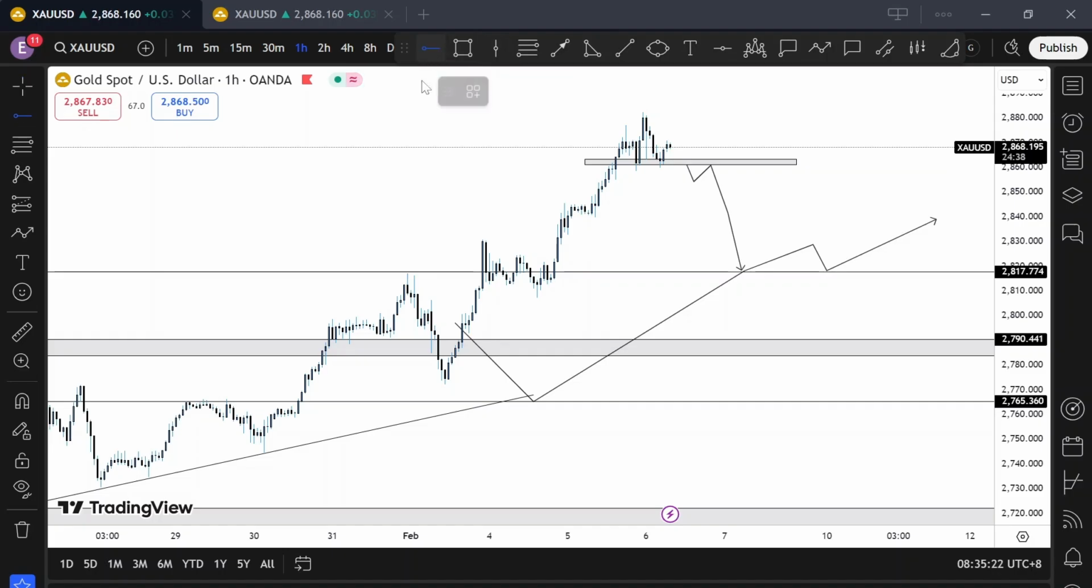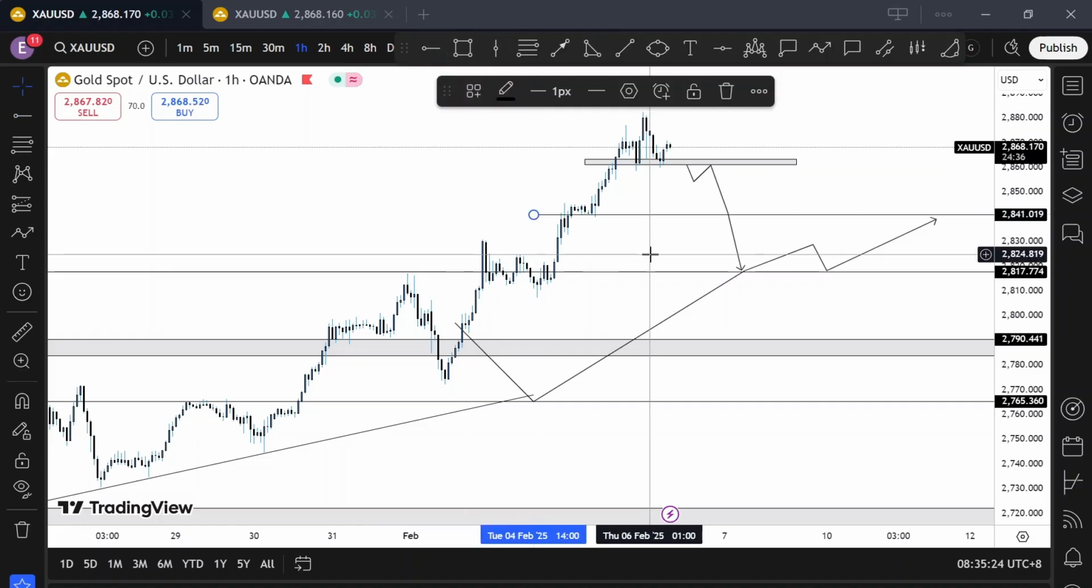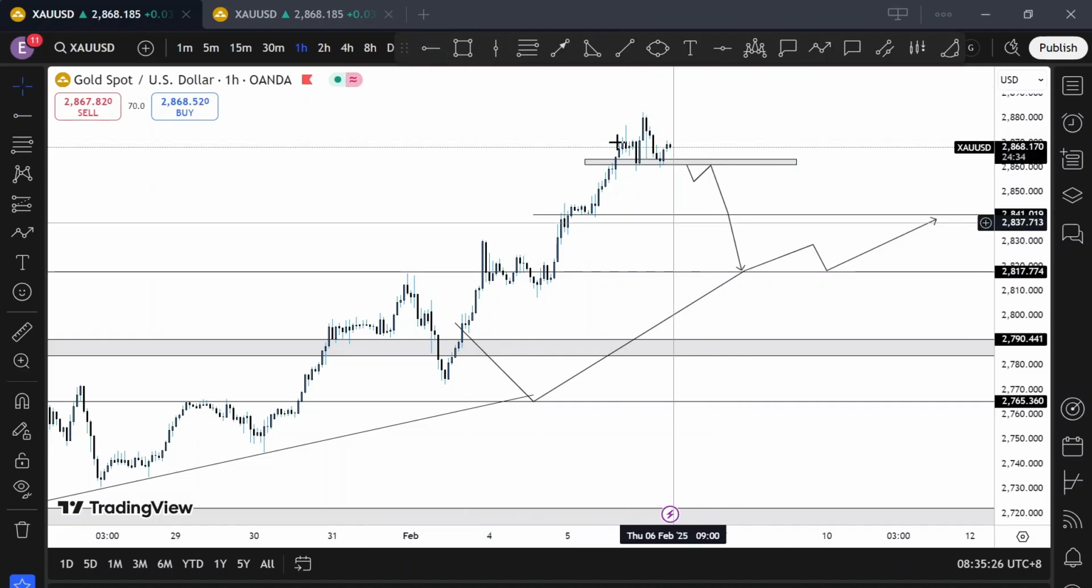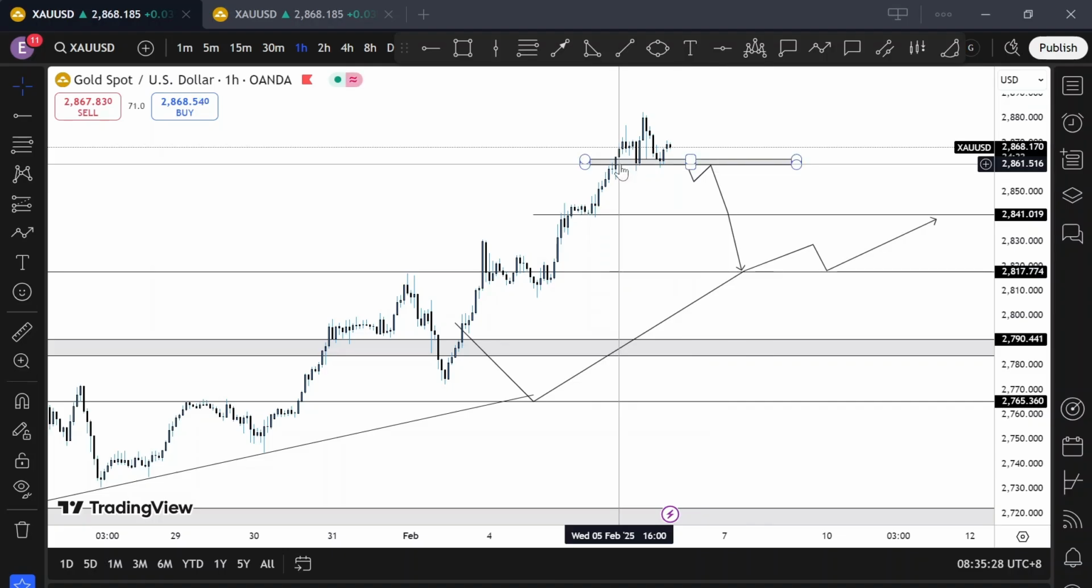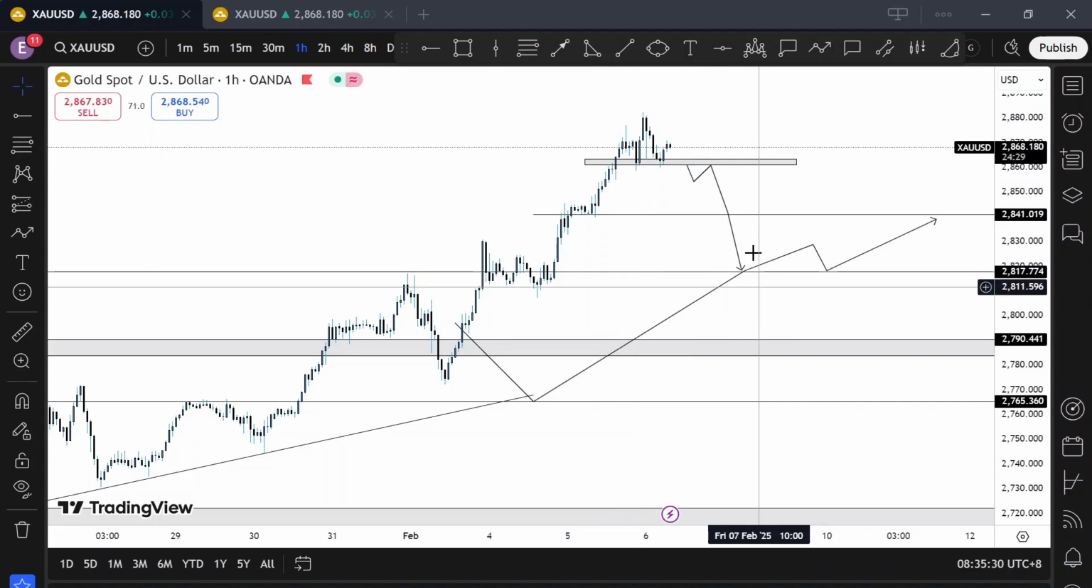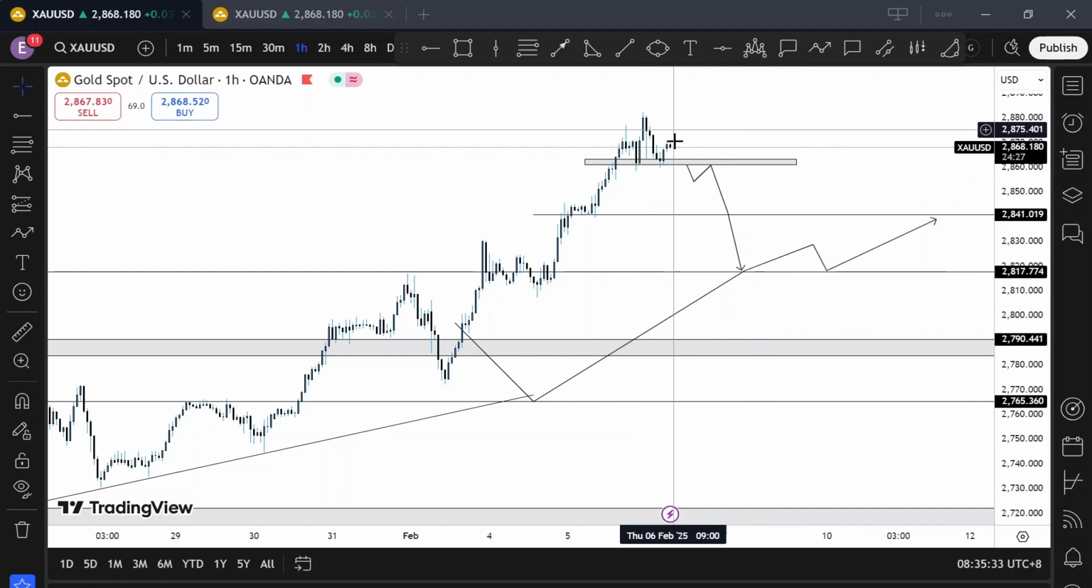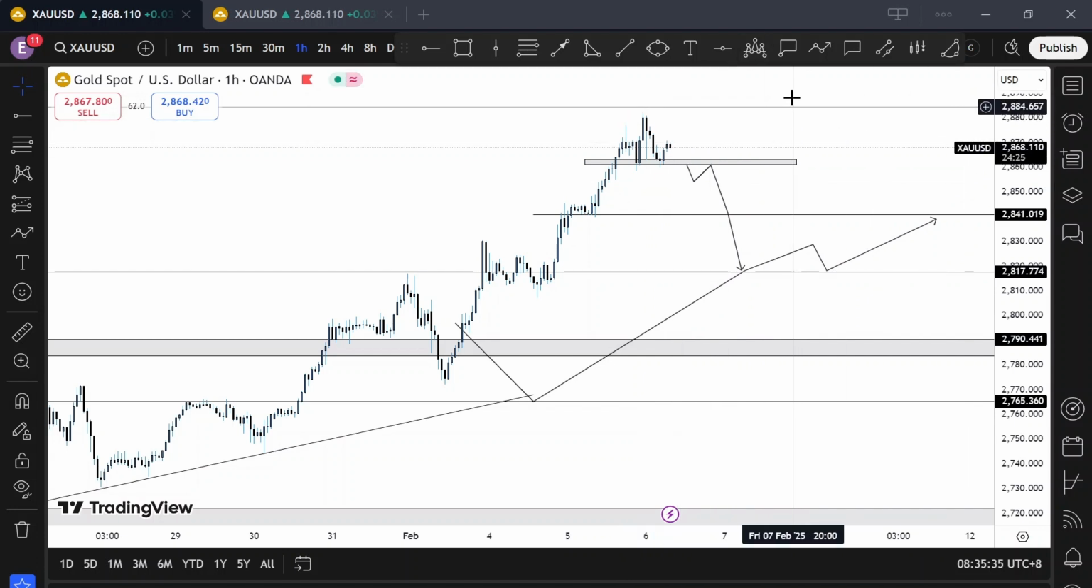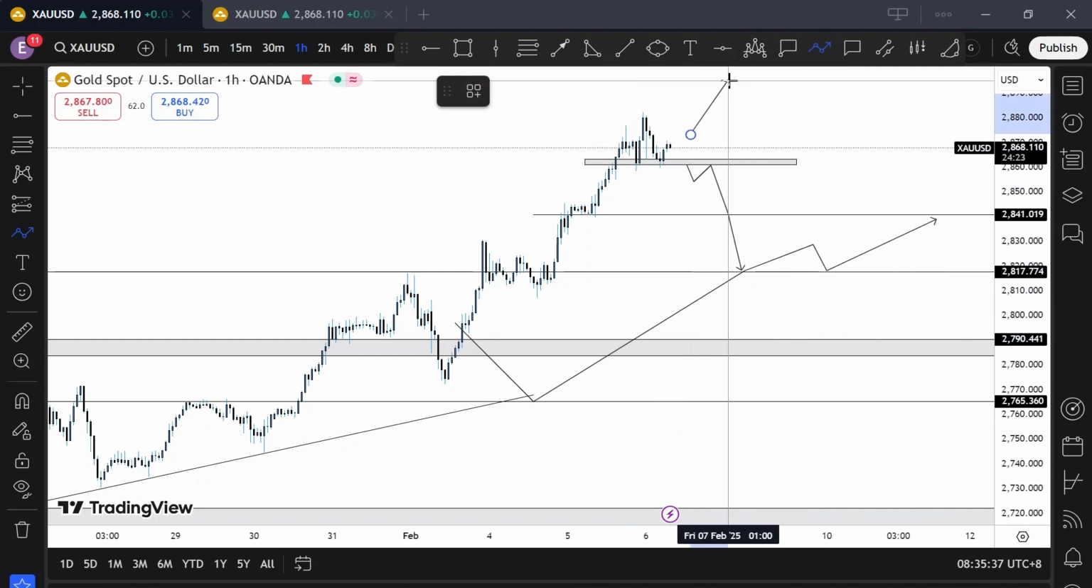Okay, so it has definitely made a huge bull run, so we might anticipate a pullback. For that, we're looking for price to break the 2861 region, then look for entries to sell. Otherwise we'll be seeing price continue to the upside. All right, that's that for gold.